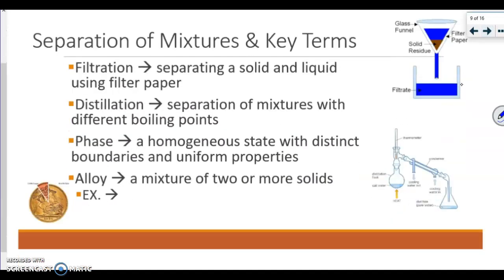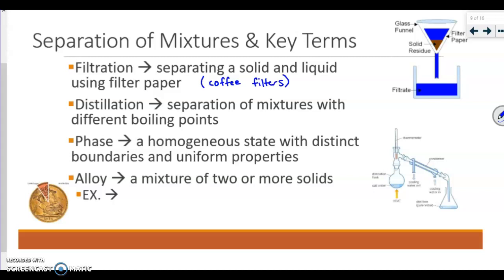Here are a few ways that mixtures can be separated. Process of filtration, separating a solid and a liquid using filter paper. We actually completed this in our very first lab. I like to think of this as old school coffee filters. I know most people nowadays have the Keurigs, but old school coffee filters go through filtration.